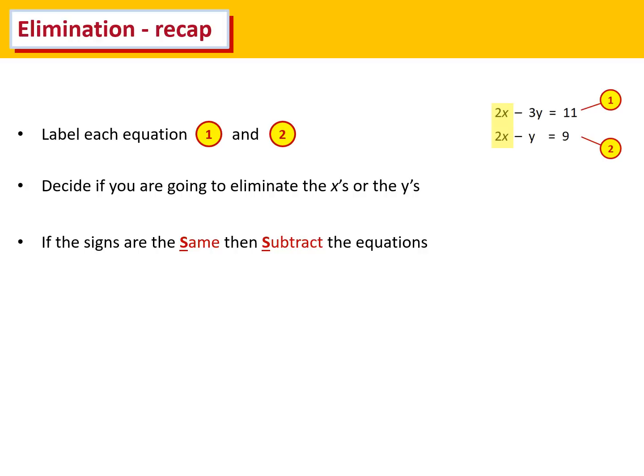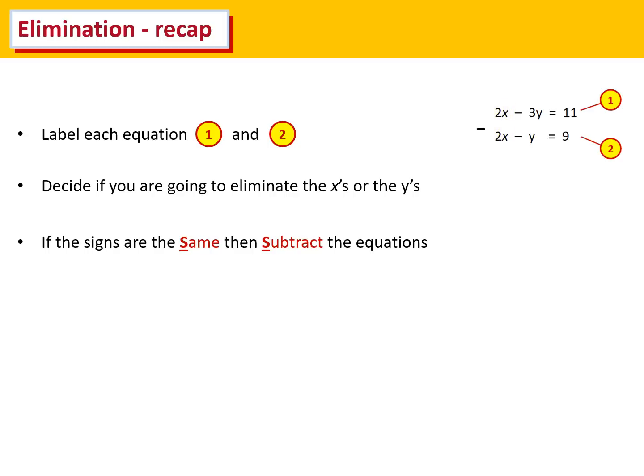If the signs are the same, then we subtract the equation. So are those x's the same sign? Well, it's a positive 2x and a positive 2x. They're the same sign, so we subtract the equations. We don't bother about these being the same sign because it's the x's we're looking at, not the y's.